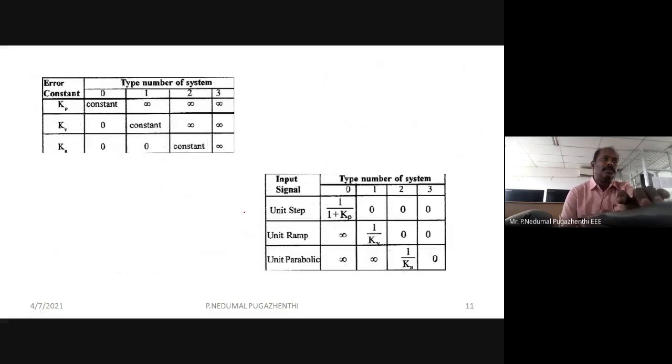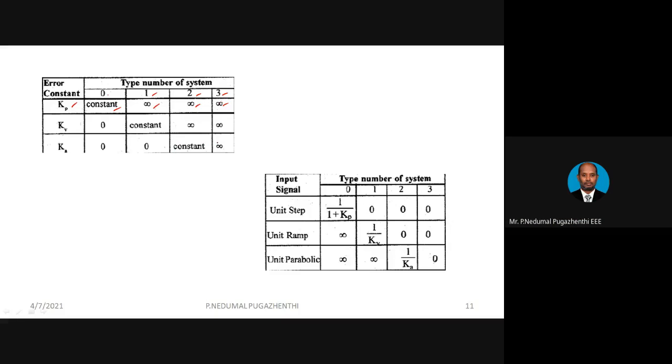I can group this using my tabular column. You can see the error constant is Kp. If it is a type 0 system, Kp is constant. If it is type 1, Kp is infinity. Type 2, it is infinity. Type 3, it is infinity. For Kv, type 0, your Kv is 0. Type 1, it is constant. Type 2, it is infinite. And type 3, it is infinite. For Ka, type 0 and type 1, Ka is equal to 0. Type 2 gives a constant value. And type 3, it is infinite.